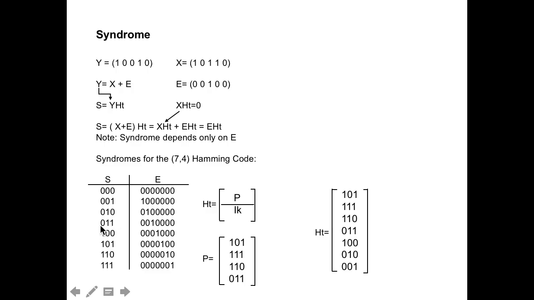So we can obtain syndrome number 3 by taking this H matrix, which is the P adjoined with the identity, and multiplying it by the Y, received code word. Once we have our syndrome, we're able to back out the error. Once we get our error, we're able to modify Y in order to be able to get back to X.